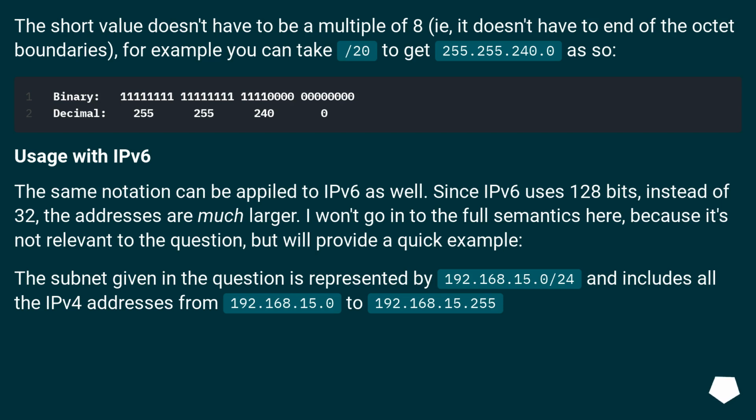Usage with IPv6. The same notation can be applied to IPv6 as well. Since IPv6 uses 128 bits instead of 32, the addresses are much larger. I won't go into the full semantics here, because it's not relevant to the question, but will provide a quick example. The subnet given in the question is represented by 192.168.15.0/24 and includes all the IPv4 addresses from 192.168.15.0 to 192.168.15.255.